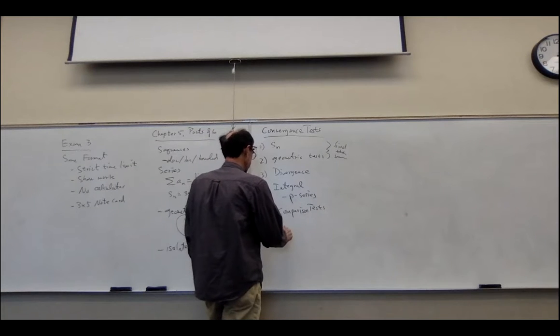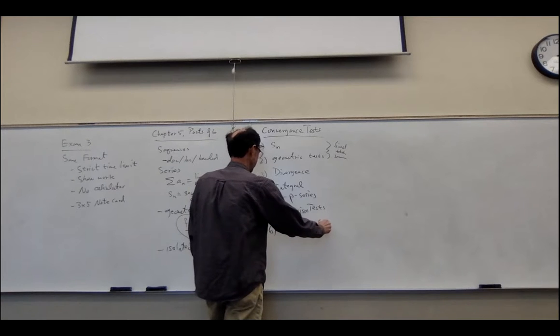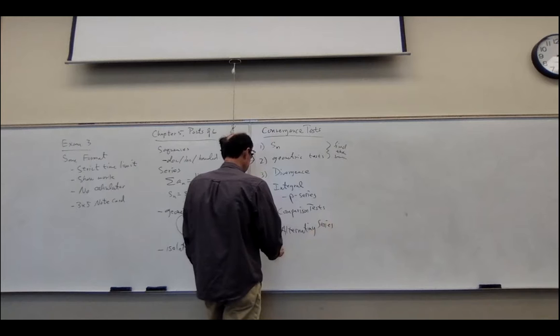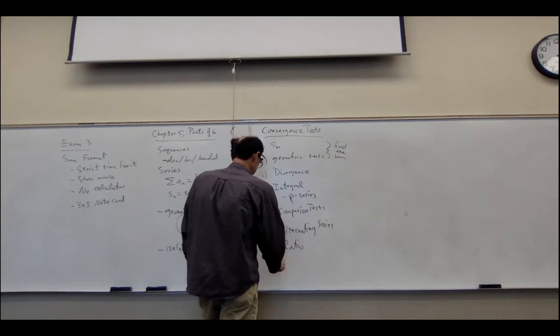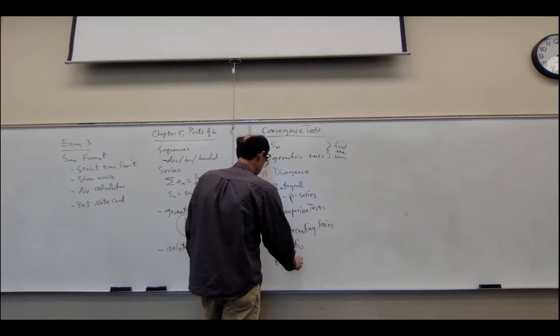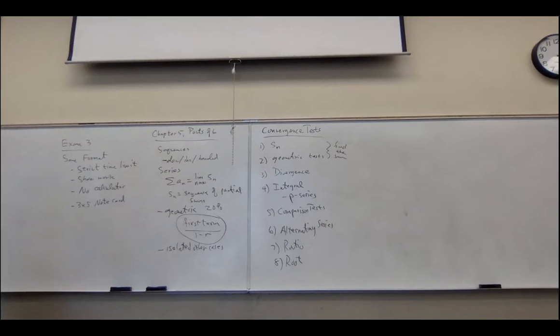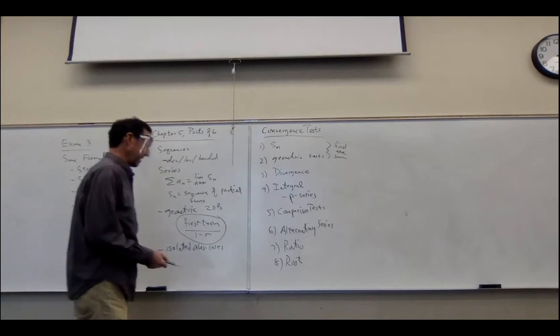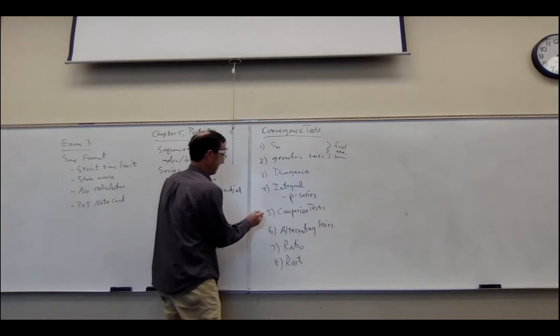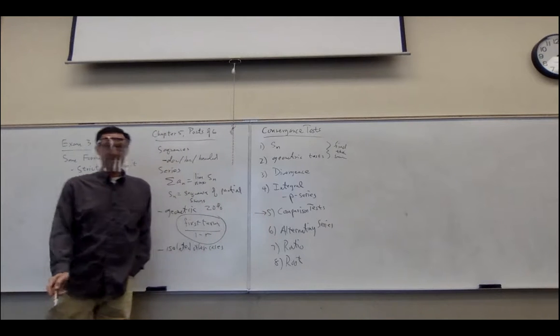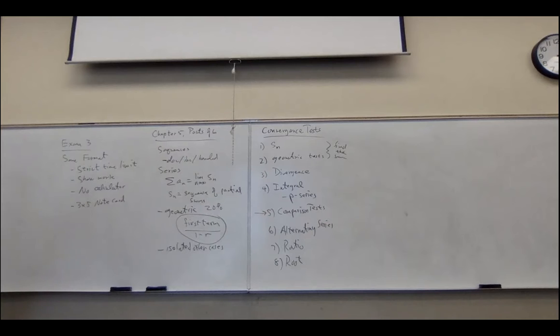The alternating series test only works on alternating series. And number 7, the ratio test. Number 8, the root test. I thought there were more than 8. I think I left one out, but there are 2 of them.